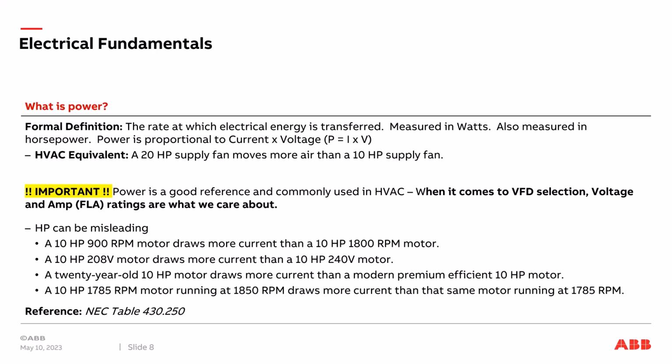430.250 for references of horsepower to current. Remember though, that table is designed for standard motors. So if you have a low RPM motor or a high RPM motor, then suddenly with that table, you have to do the adders to it.